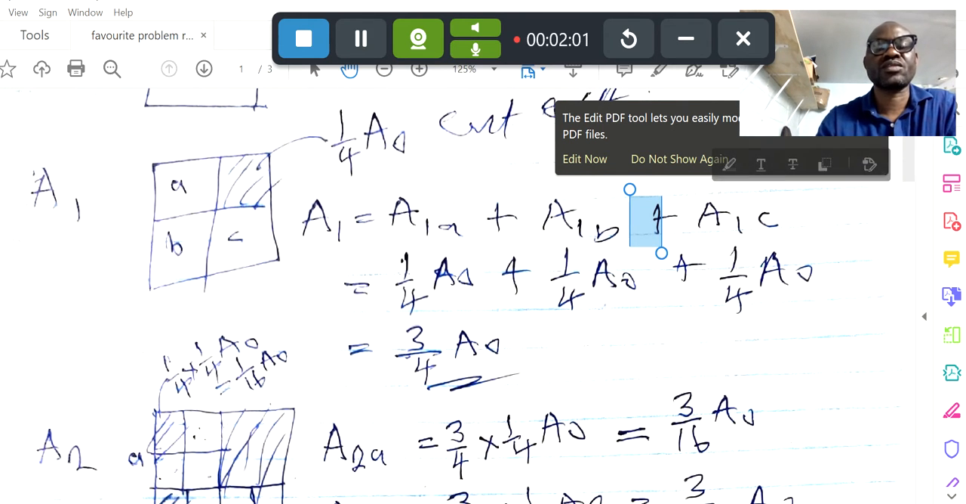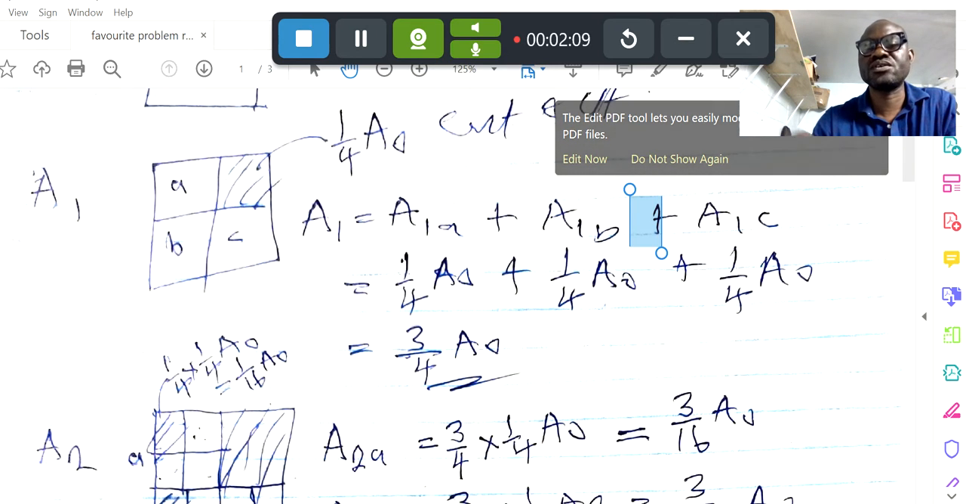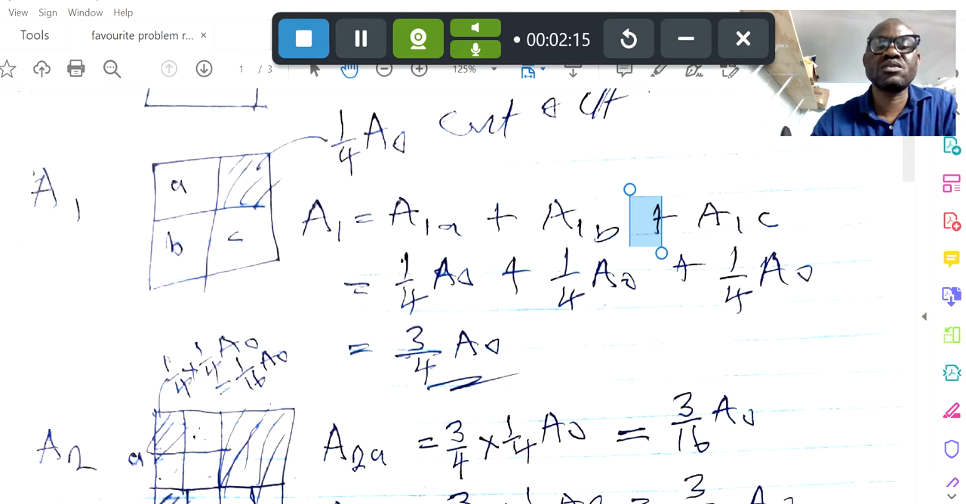So the area of A1 is A1A plus A1B plus A1C. That gives us 1 over 4 A naught plus 1 over 4 A naught plus 1 over 4 A naught. As I explained earlier, the cut out area is 1 over 4 A naught, so A, B, C also have an area of 1 over 4 A naught each. Having all of them together gives us 3 over 4 A naught, which is different from my reflections on my favorite problem 1.